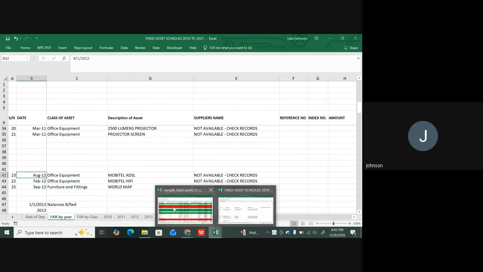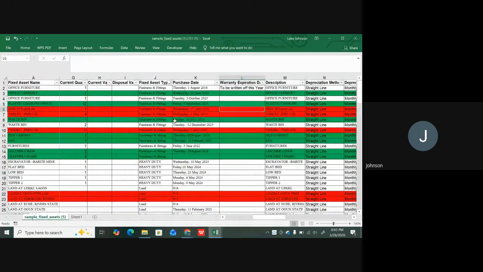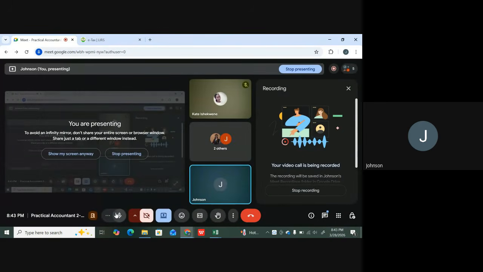So when you come to this kind of information that you have here, you're going to see the fixed asset name, right? You're also going to see the current quantity, the current value, the disposal value, and so on, the type, furnitures and fittings. So you need to know what is the policy of this company. So just give me 2 minutes. 2 minutes, please.